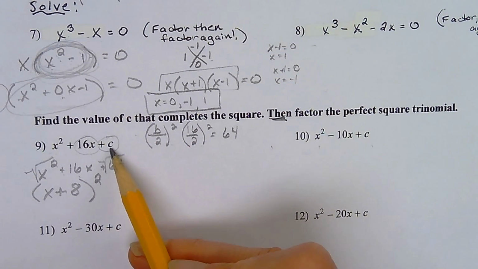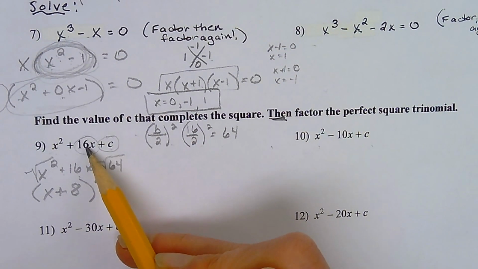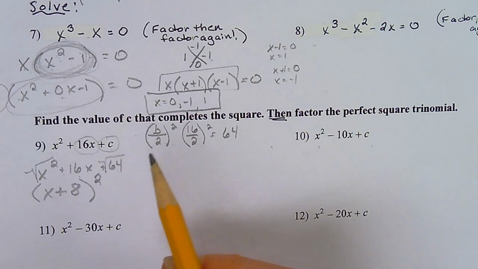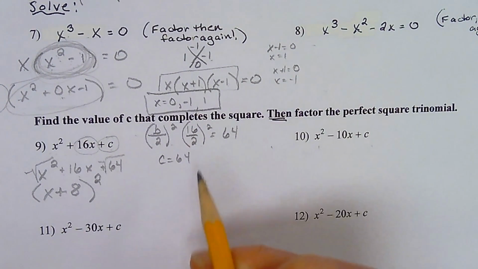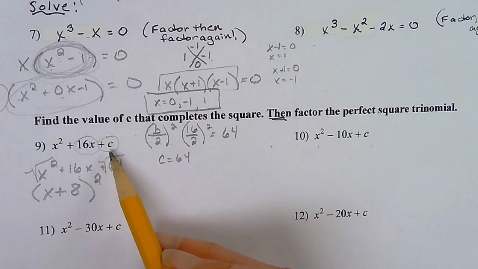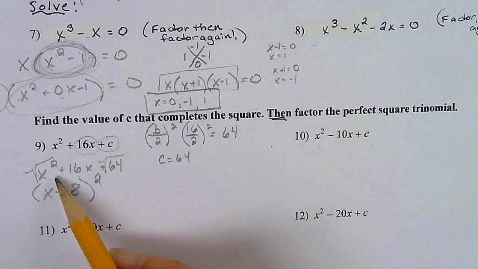So I made the perfect square trinomial by taking half of the b term and squaring it, and so that's the C. So C is equal to 64. Well, when I rewrite it with C being 64, then I can factor it, and now that's the factored form.